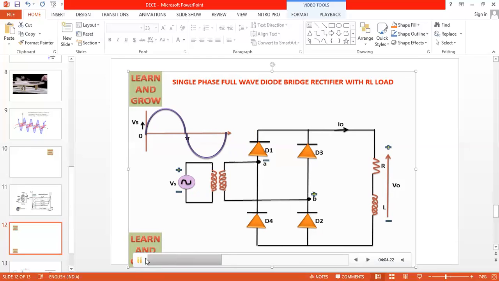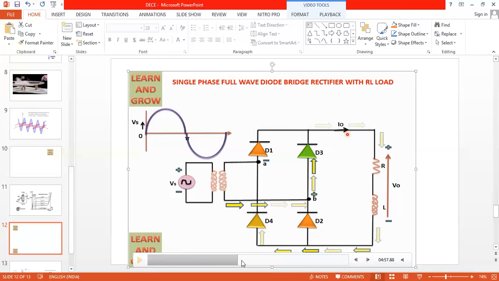Now you can see with the animation, during the negative half cycle, voltage at point B is greater than voltage at point A. Therefore, direction of the current is starting at point B. That current flows through D3, from D3 to the load, and from load to D4, because D2 is already off. And it flows through A. It will not flow through this one. So D3 to load, that is resistor, to D4 to D1.